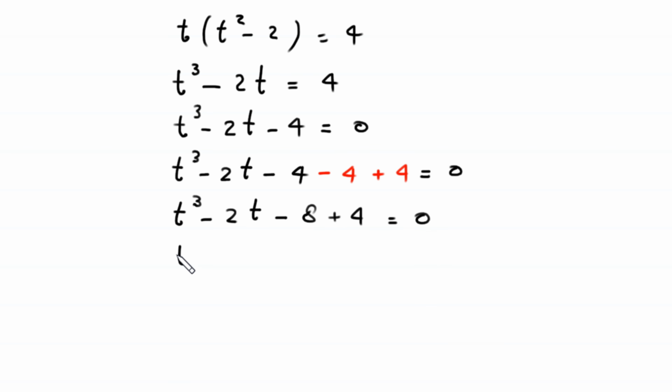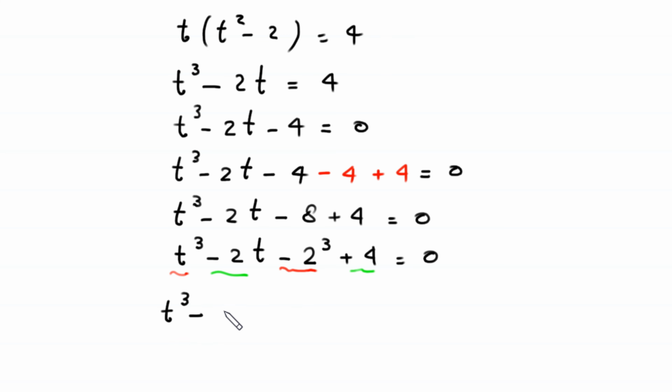Next, t³ minus 2t minus 8, this 8 is the same as 2³, plus 4 is equal to 0. We group these two terms t³ and negative 2³, and we group these two terms negative 2t and plus 4. So this will become (t³ minus 2³) minus 2 times (t minus 2) is equal to 0.